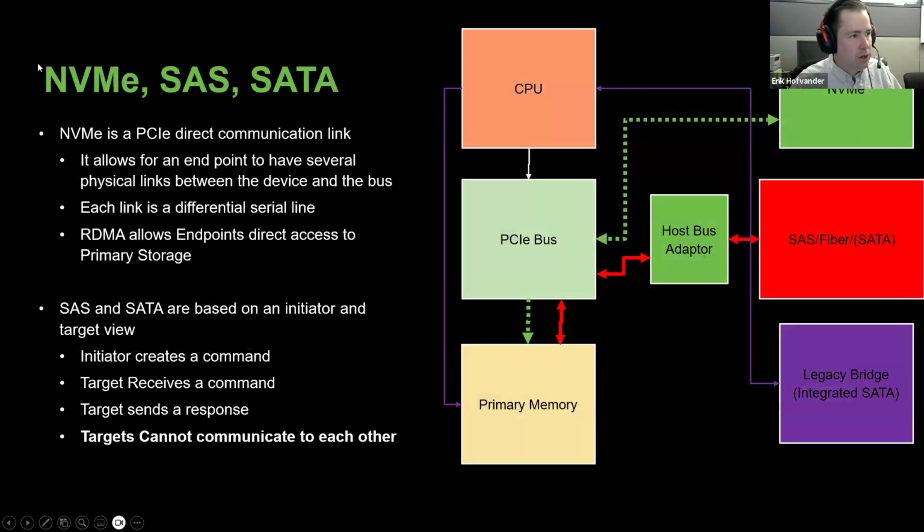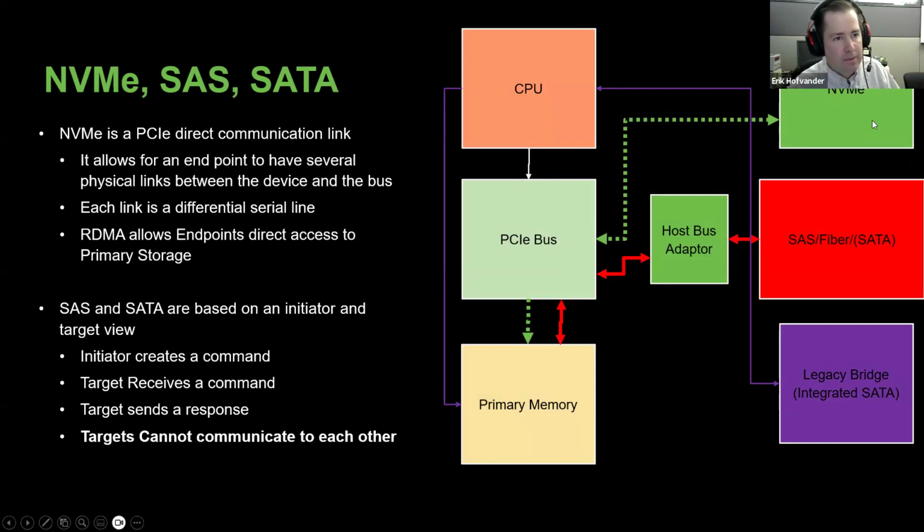For secondary storage, we have 3 main ways to talk to a drive. NVMe, which is the non-volatile memory express. So this is the PCIe direct storage. We have SAS, serial attached SCSI, and SATA, serial attached ATA.